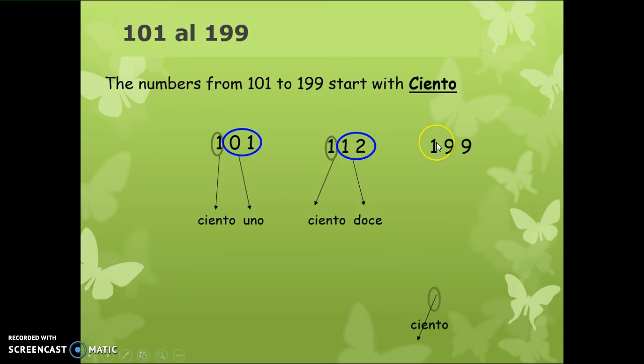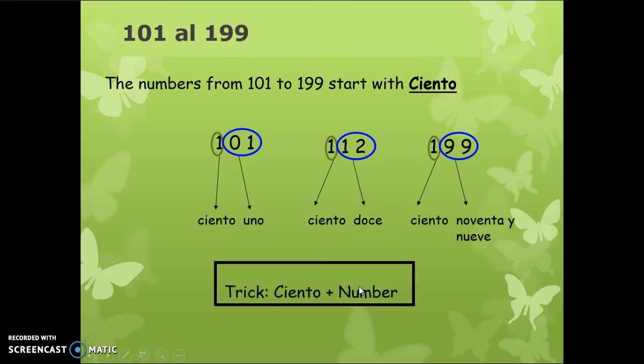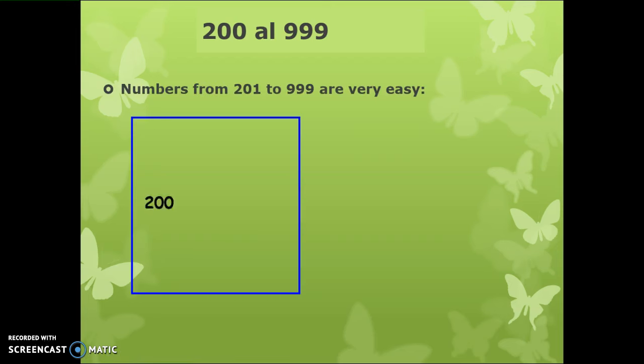Let's look at this one. Again, what is it going to start with? Ciento. And how do we say 99? 99. Pretty easy. All you're doing is taking ciento, then adding the next number. So again, the trick here is just ciento plus number. What about 200 to 999? Let's look. When my computer is done freezing.